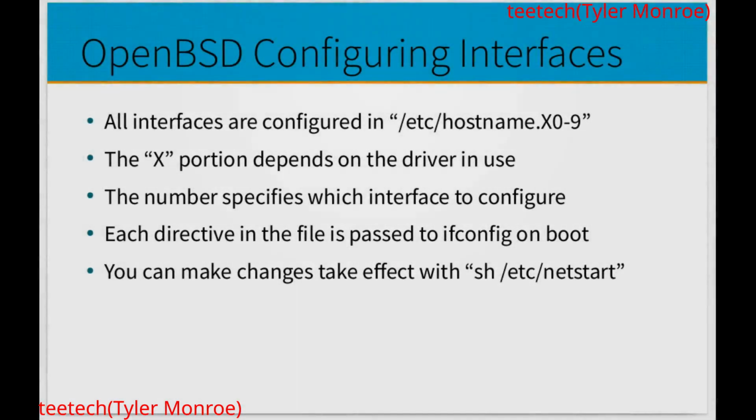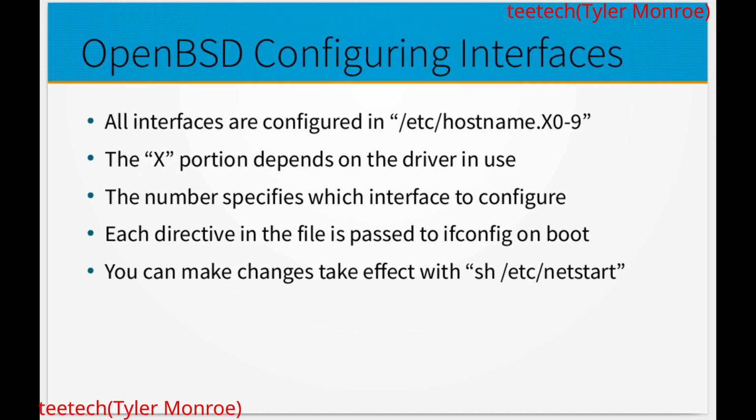Okay, now that we got all our housekeeping taken care of, we're going to finally get into the network-related configurations. So the first thing is how to configure interfaces. The main thing is, all interfaces that we would want to configure, we configure them under the /etc directory in a file called hostname.xxN, where that is the interface name.